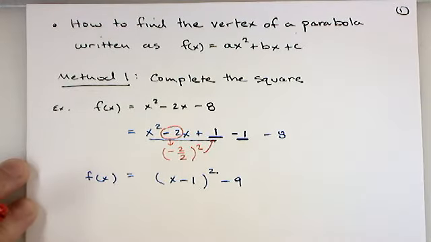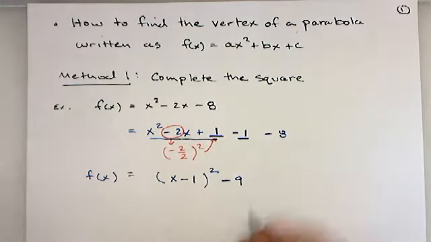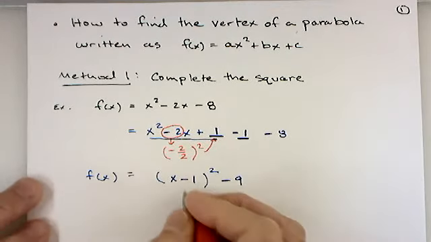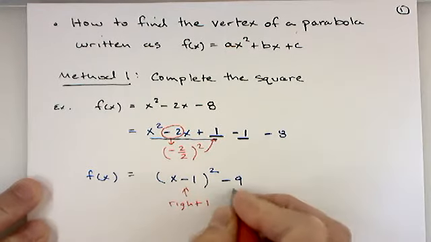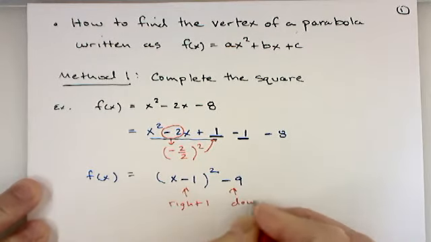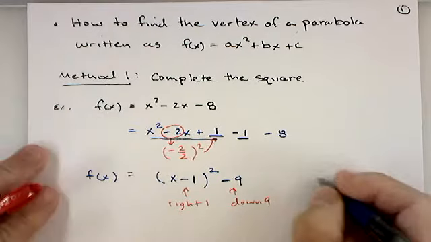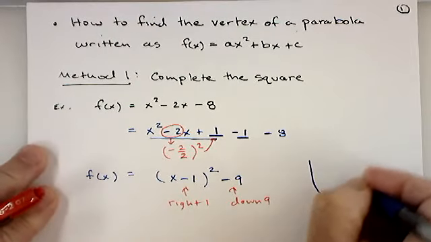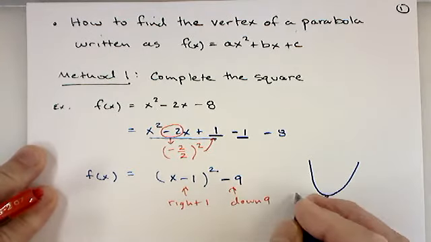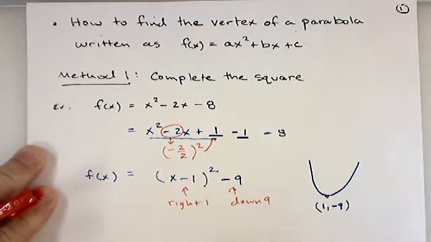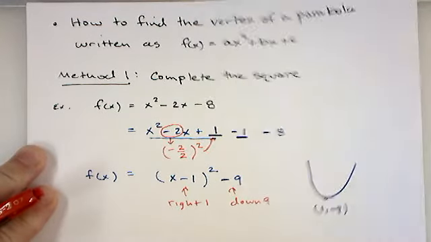And now hopefully you recognize this as a parabola that has been shifted right 1 unit, down 9, which means I'm not going to draw any axes in here, but this would be a parabola like this, where my vertex would be at 1, negative 9. It went from the origin, it went right 1, down 9. So not too hard to complete the square.